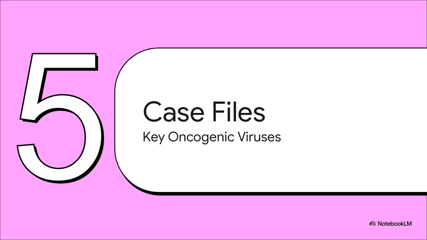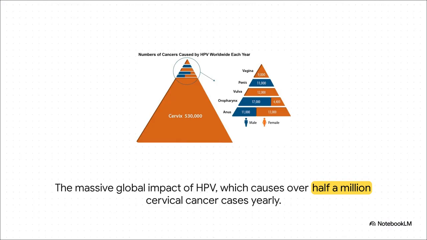All right, now that we've got the mechanisms down, let's wrap this up by opening a few case files on the key players. We're going to take a closer look at some of the most important DNA tumor viruses and see exactly how they operate. Our first case file is on the human papillomavirus, or HPV. And as you can clearly see from this pyramid, HPV is a massive cause of cancer around the world. It's responsible for over 500,000 cases of cervical cancer alone every single year.